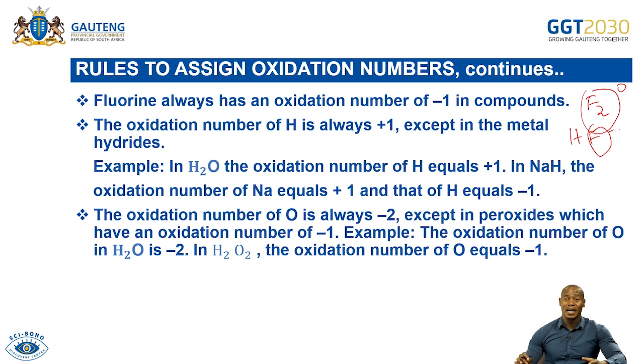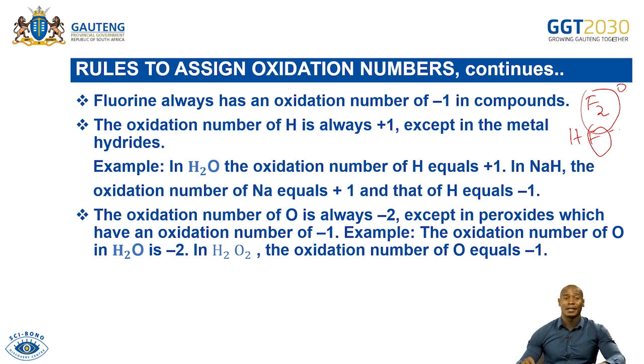It's not mixed with any other atom, so its oxidation number will be 0. But if it's in a compound, its oxidation number is going to be -1, right? So I hope it's making sense, learners. Then the oxidation number of hydrogen is always +1, right?